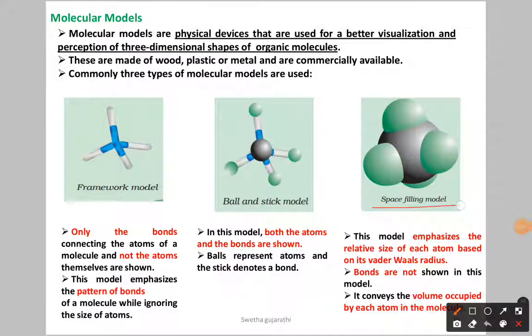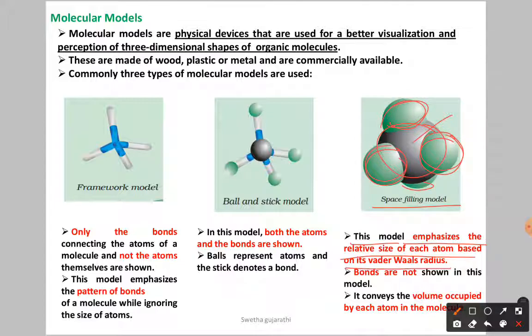Next we have the space filling model, okay. This model emphasizes the relative size of each atom based on its van der Waals radius. So here you can see the size. For example, this molecule has this atom with this much size and the center atom is this much bigger, this black one. So you can come to know how much space is going to be filled, okay.